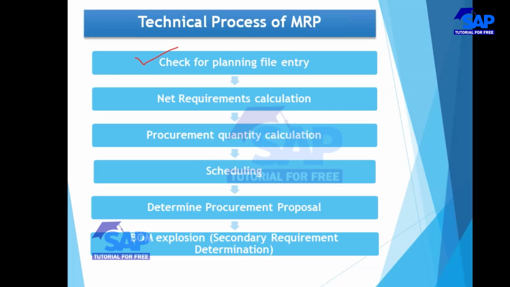I'll explain this. Then it will do the net requirement calculation. Once the net requirement calculation is done, it will come up with the shortage quantity and calculate the procurement quantity. Then it will do the scheduling. Here it will calculate how much quantity we need to procure. In the scheduling, it will calculate the date on which it is required.